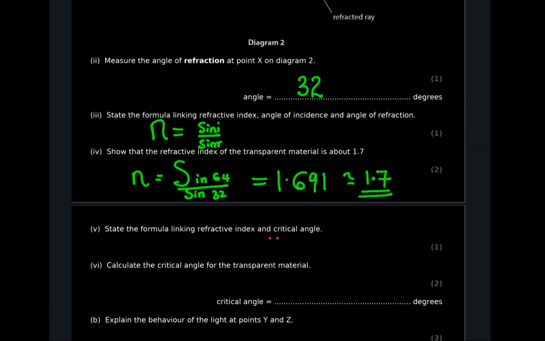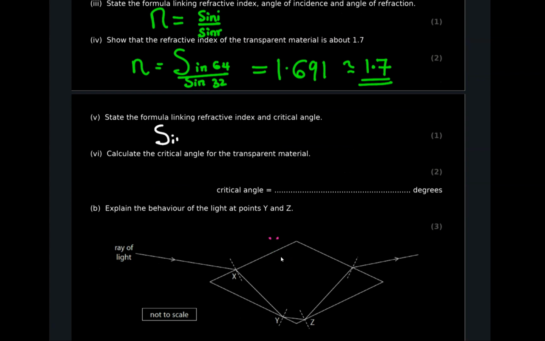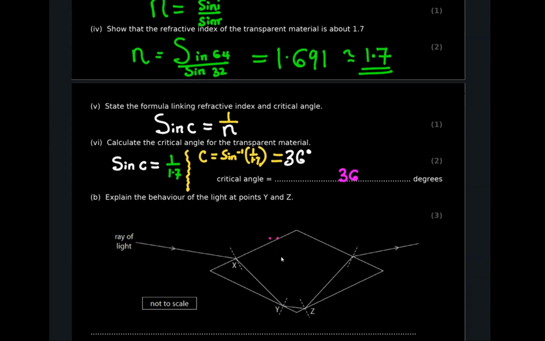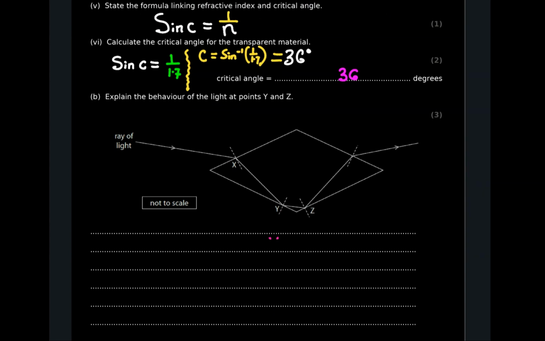State the formula linking refractive index and critical angle, and this is going to be sine of critical angle equals 1 over n. And then in order to work out the critical angle, we are going to use the above formula that we have mentioned, and then we are going to say 1 over the refractive index, which is 1 over 1.7. And in order to find C, we are going to find the sine inverse of 1 over 1.7, and this is going to approximately be, use your calculator and check. What is your answer? Yes, 36 degrees is the critical angle.